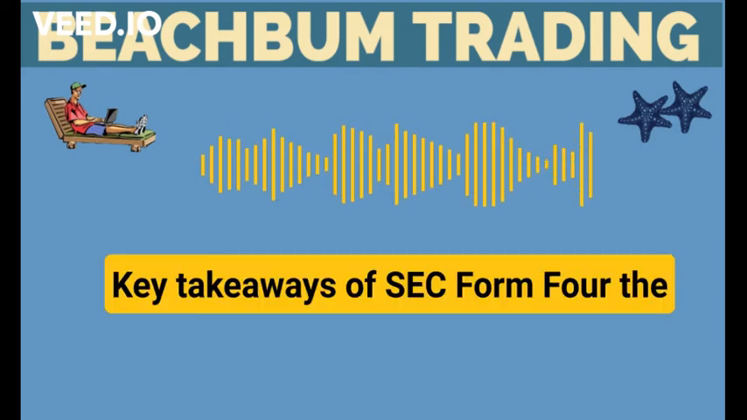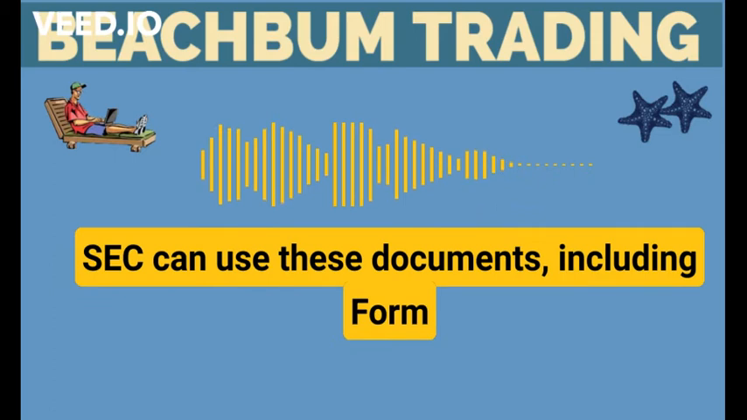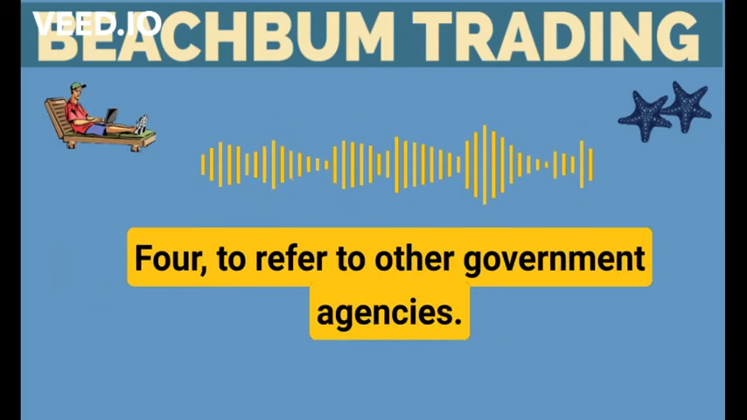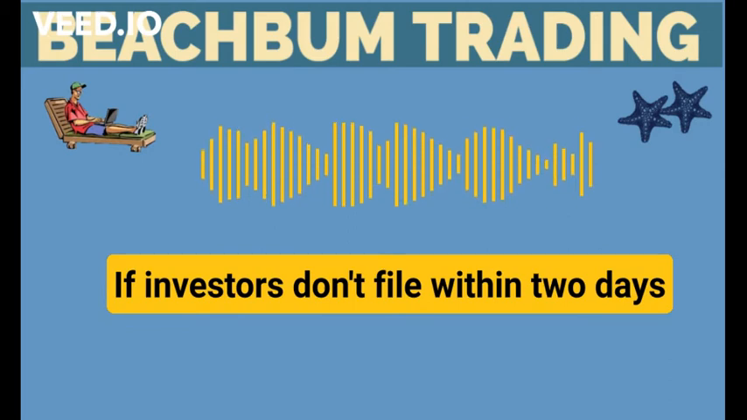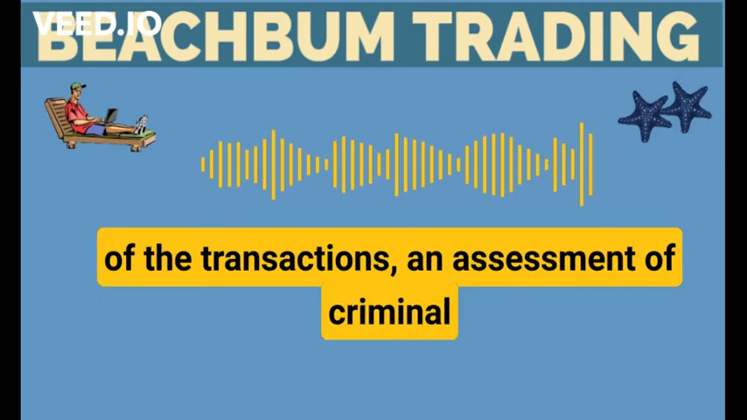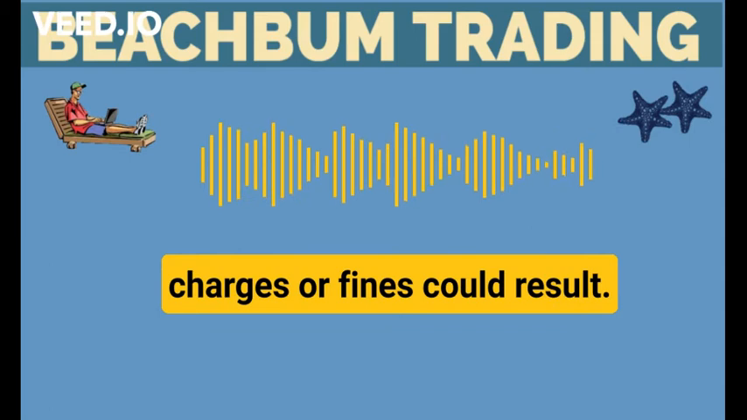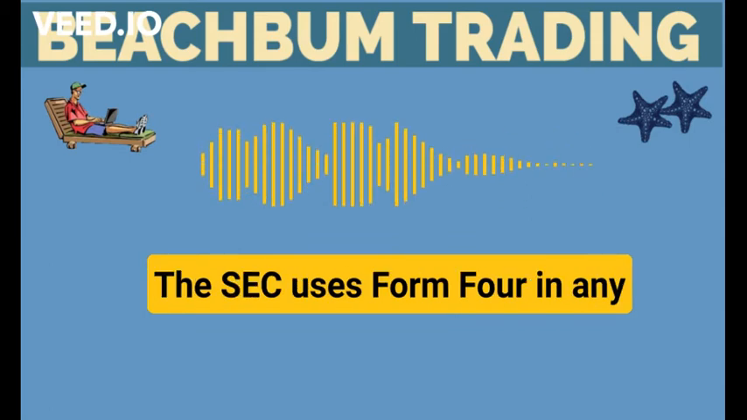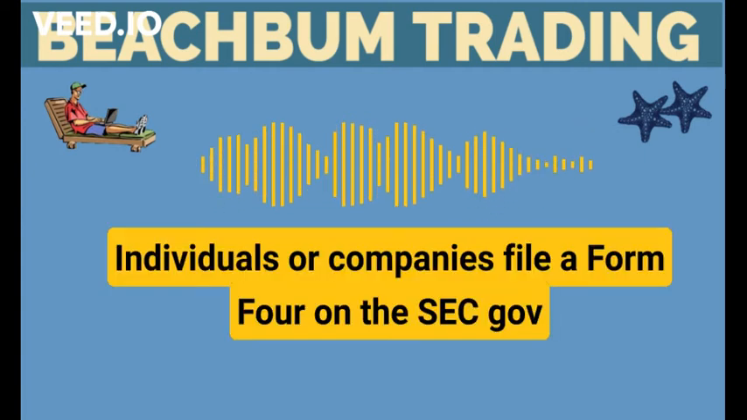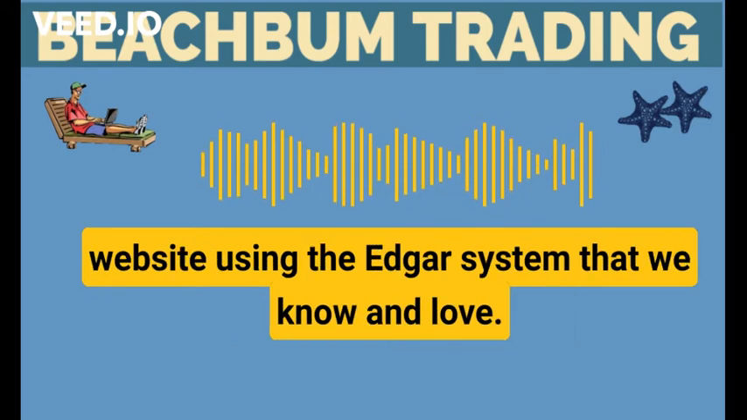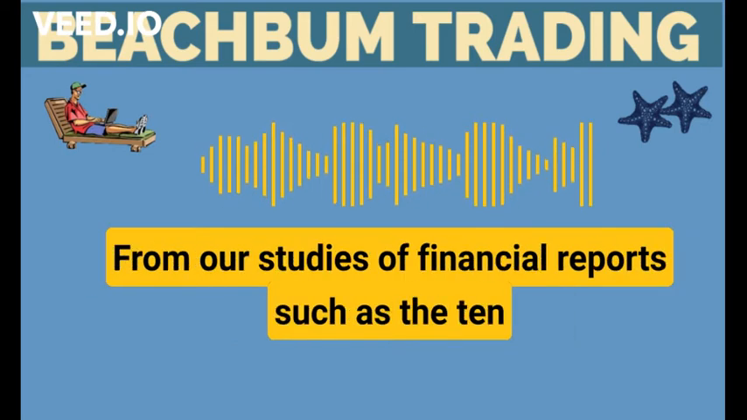Key takeaways of SEC Form 4. The SEC can use these documents, including Form 4, to refer to other government agencies. If investors don't file within 2 days of the transactions, an assessment of criminal charges or fines could result. The SEC uses Form 4 in any investigations or litigations involving federal securities laws. Individuals or companies file a Form 4 on the sec.gov website using the EDGAR system that we know and love from our studies of financial reports such as the 10K.